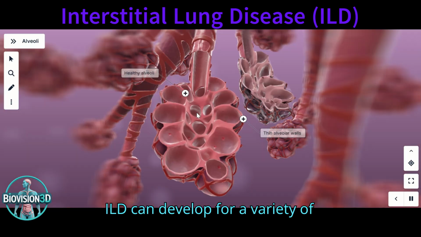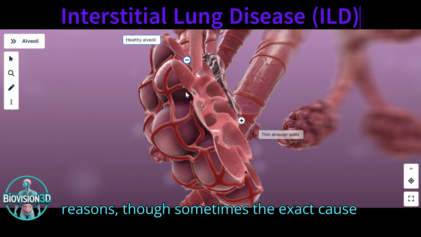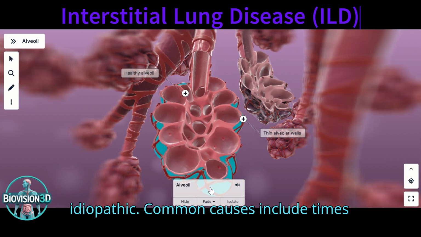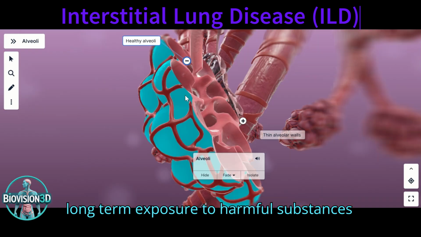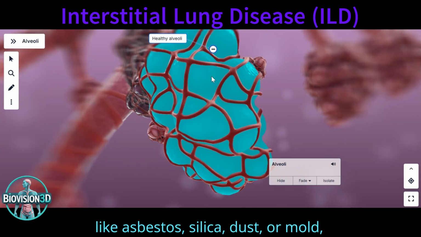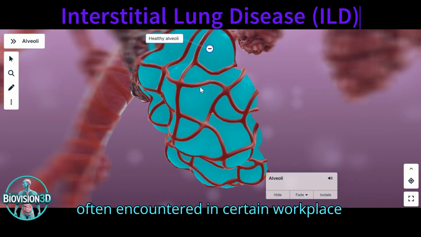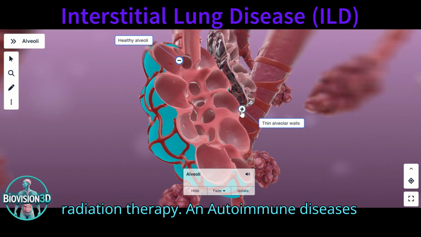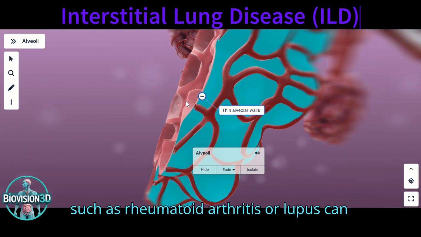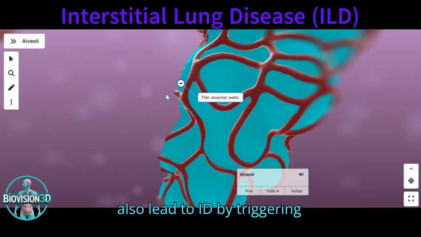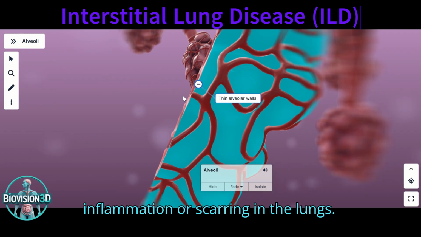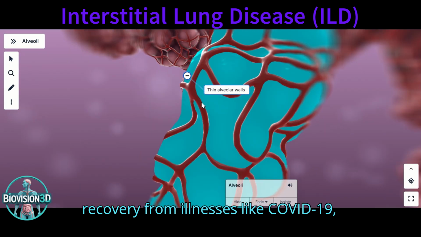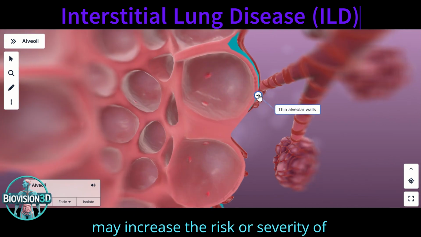ILD can develop for a variety of reasons, though sometimes the exact cause is unknown, a scenario referred to as idiopathic. Common causes include long-term exposure to harmful substances like asbestos, silica dust, or mold, often encountered in certain workplace environments. Certain medications, radiation therapy, and autoimmune diseases, such as rheumatoid arthritis or lupus, can also lead to ILD by triggering inflammation or scarring in the lungs. Smoking and infections, including recovery from illnesses like COVID-19, may increase the risk or severity of the disease.